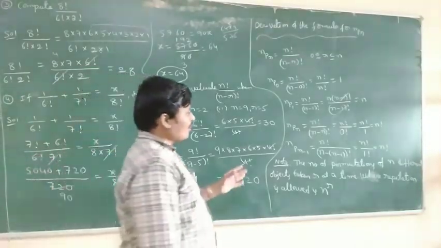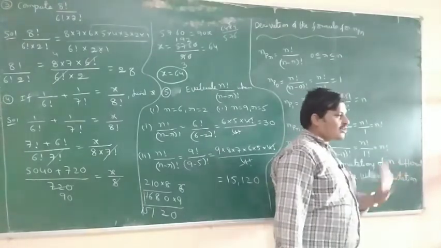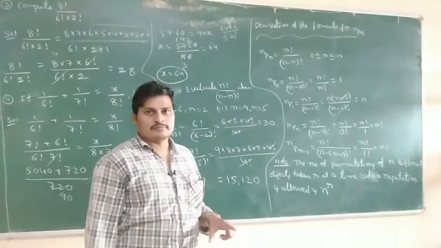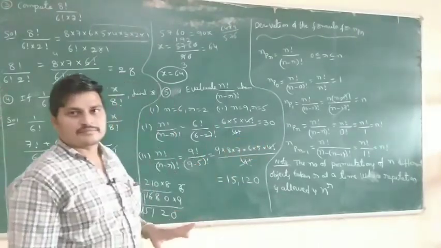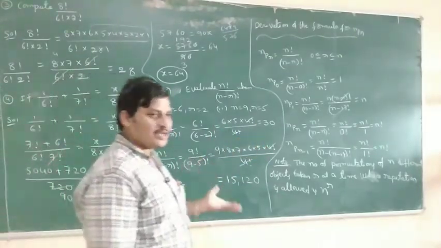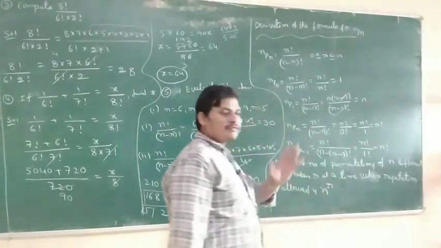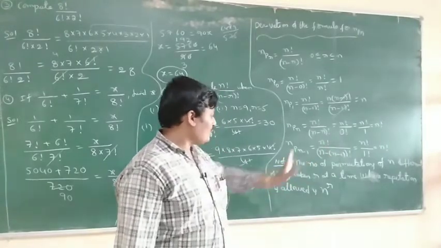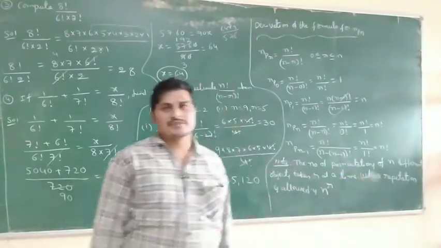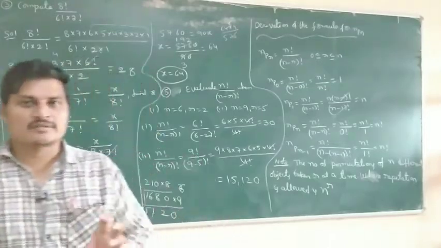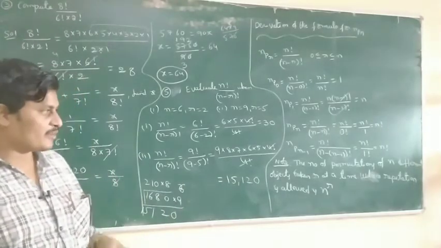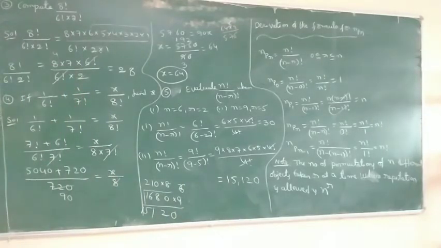Next one: the number of permutations of n objects that are not all different. Same numbers and different numbers are both combined. So n objects taken r at a time, where p1 objects are of one kind. Okay, I will explain this tomorrow, another one. So this is today's exercise and it is completed. Okay, clear?